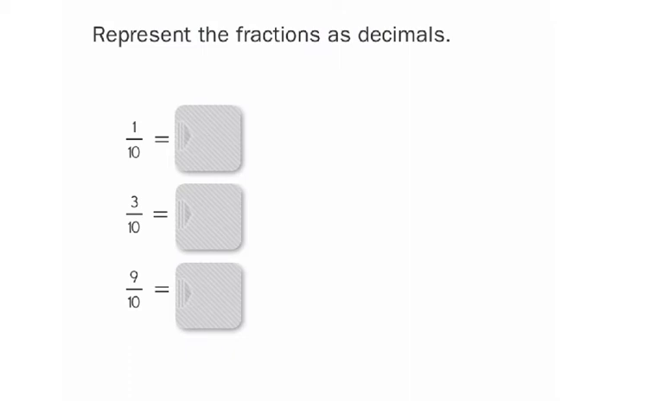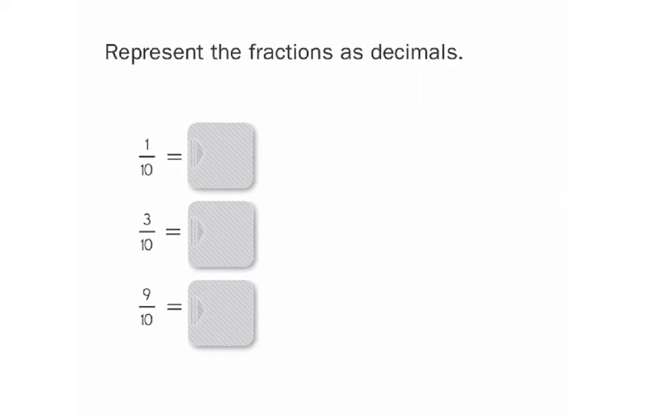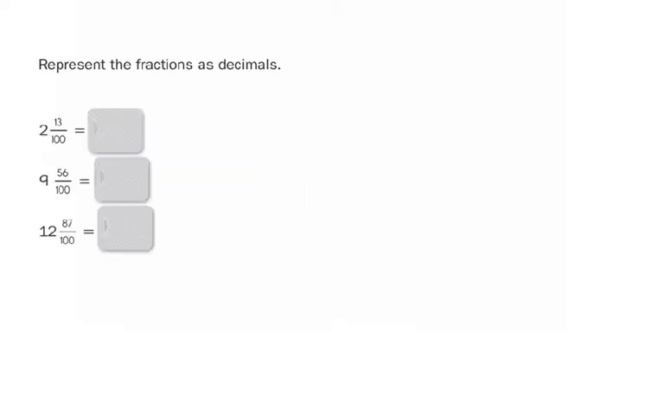Here are 3 fractions. What I'd like for you to do on your whiteboard is represent or write the fractions as decimals. Let me do the first one for you. 1/10 would look like that. Why don't you go ahead and write down 3/10 as a decimal and 9/10. Go ahead. Three tenths would look like this, and 9/10 like this. Go ahead and erase your whiteboard.